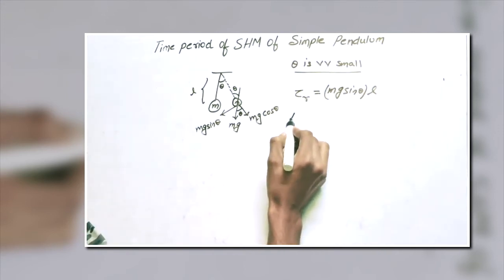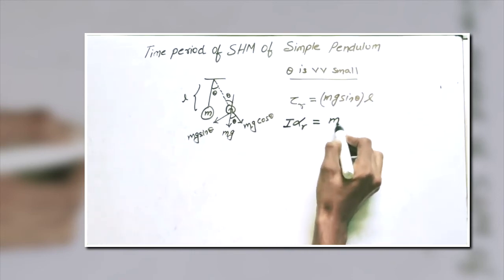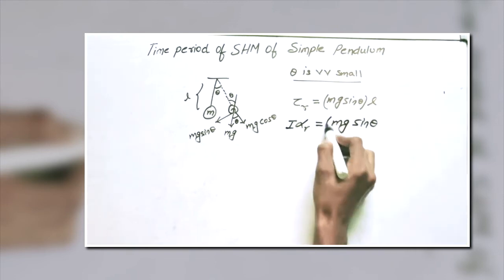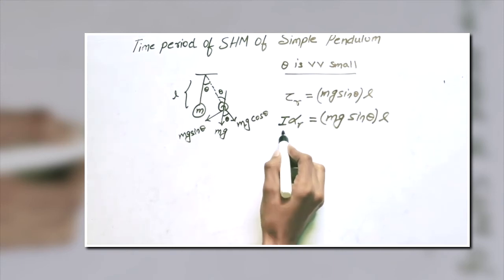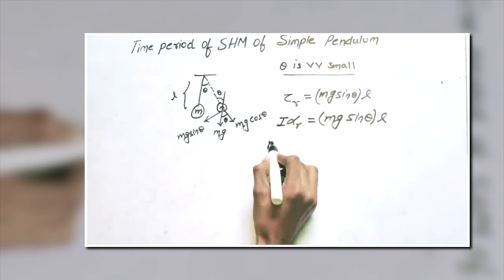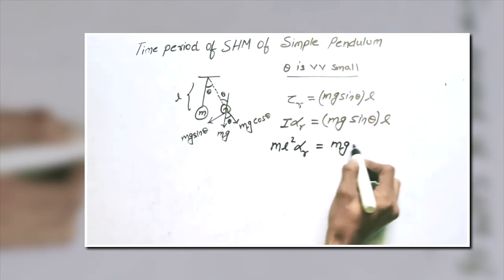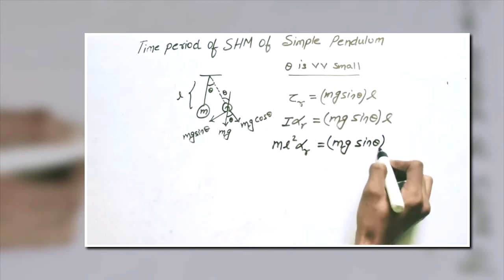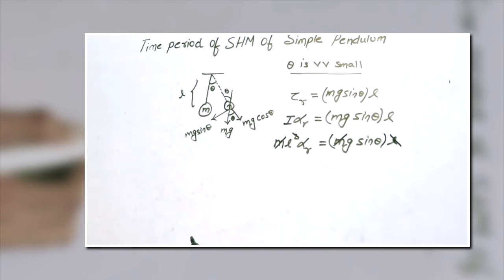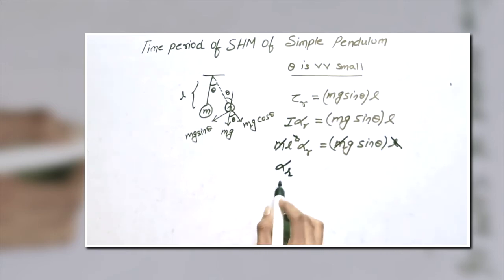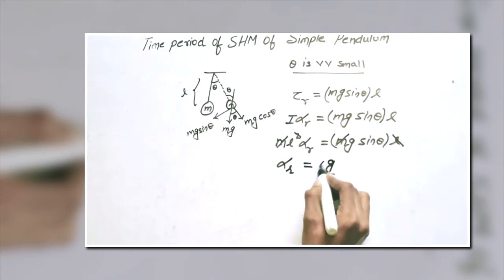So we have torque restoring is equal to I into alpha restoring, which is equal to mg sine theta into L. Now we will substitute I, that is moment of inertia, as m L square. So m L square alpha restoring is equal to mg sine theta into L. Here one L gets cancelled, m gets cancelled. Your alpha r, that is your acceleration restoring, comes out to be g by L sine theta.